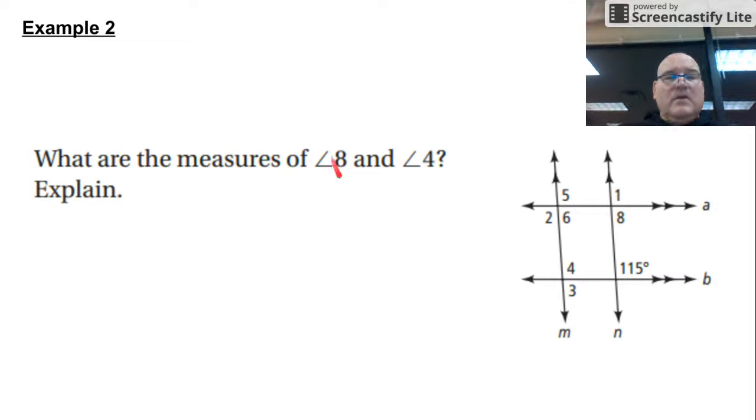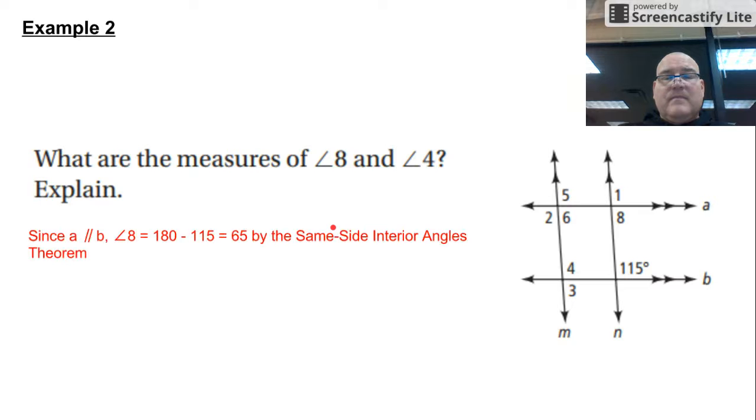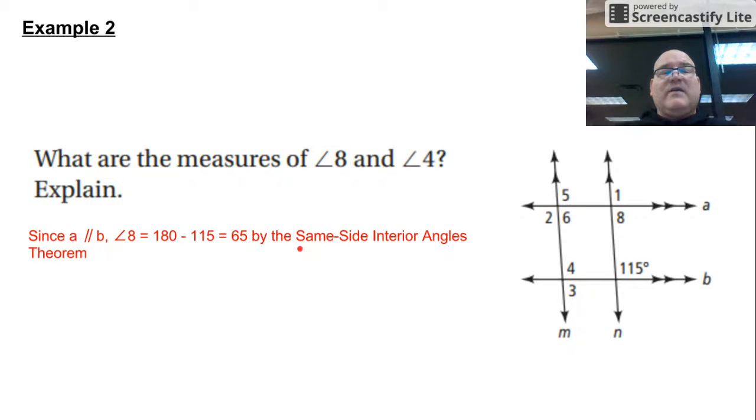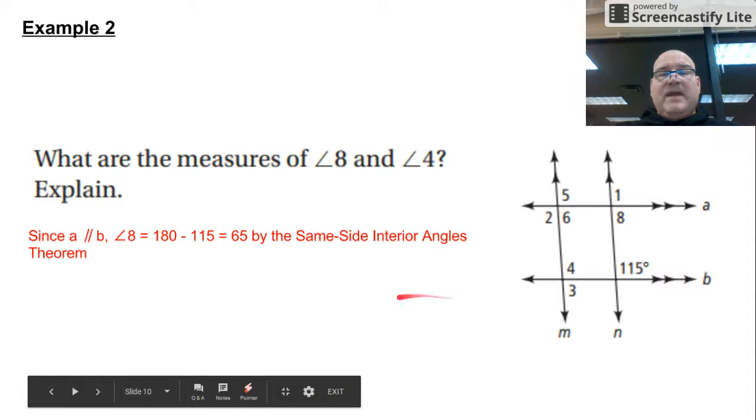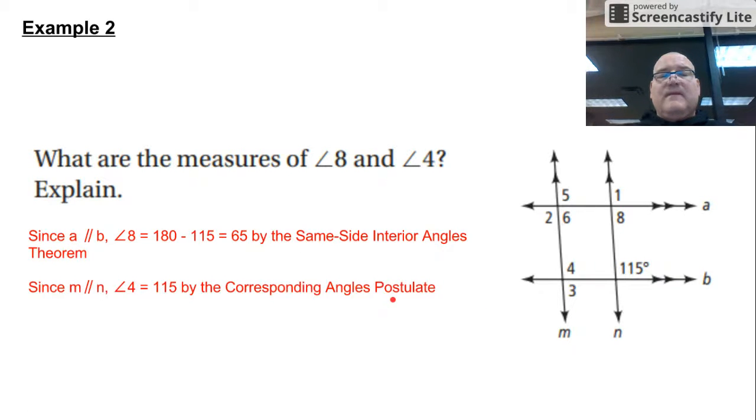Example 2. What are the measures of 8 and 4? Explain. Well, since A is parallel to B, noted by the two arrows in the middle of the lines, angle 8 and angle 115 are supplementary because they're same side interior. Therefore, 8 would be 180 minus 115, or 65, by the same side interior angles theorem. For 4, we'd use M and N, and since M is parallel to N, angle 4 equals 115 by the corresponding angles postulate.